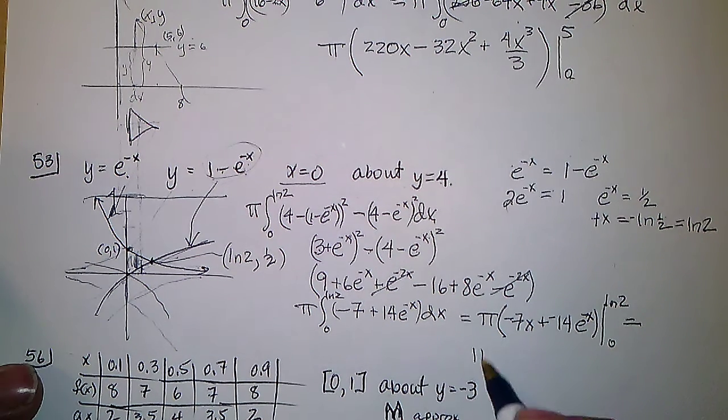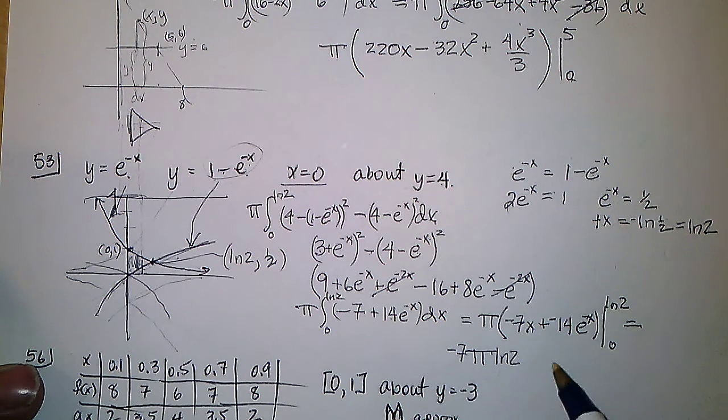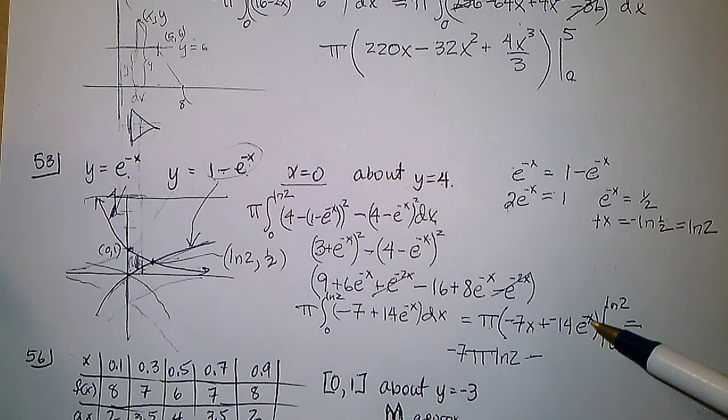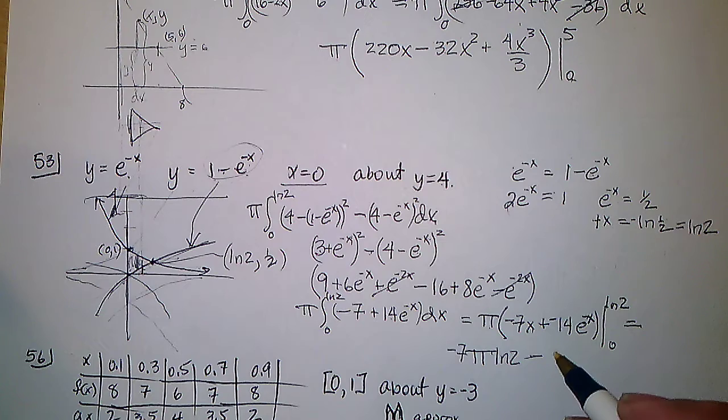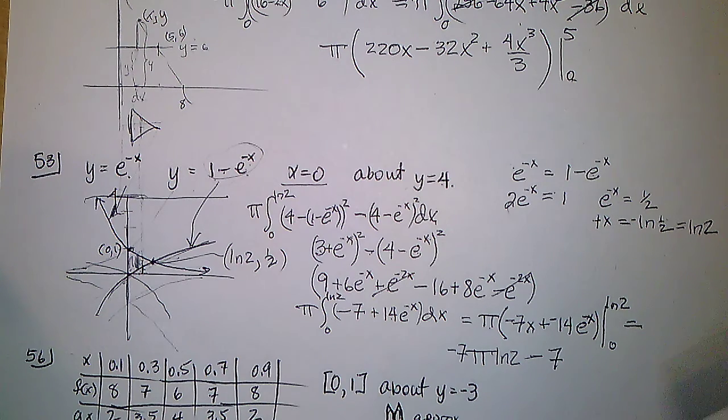I'll work it out here. It's pi times negative 7 ln2, and then we're going to have minus e to the minus ln2, which is ln 1/2. e to the ln 1/2 is 1/2. Negative 14 times negative 1/2 is negative 7, minus 0. So I'm getting a negative answer. Why am I getting a negative answer? Shouldn't have got a negative answer. That's puzzling to me here.